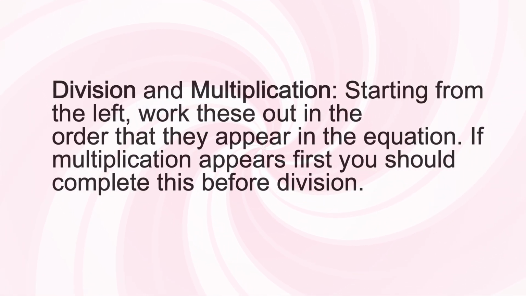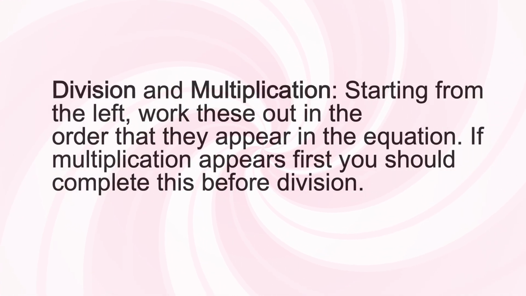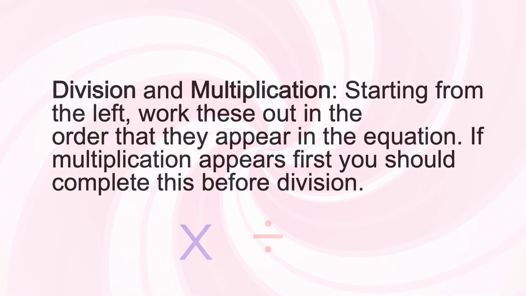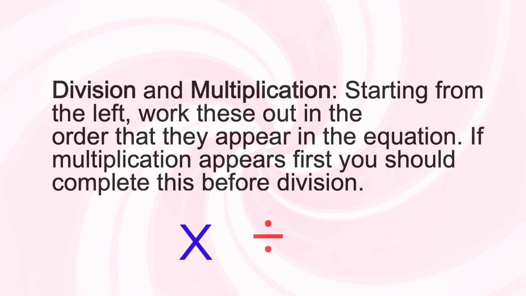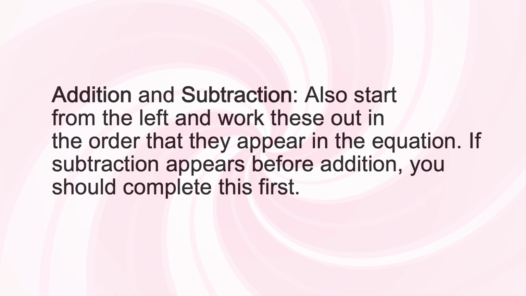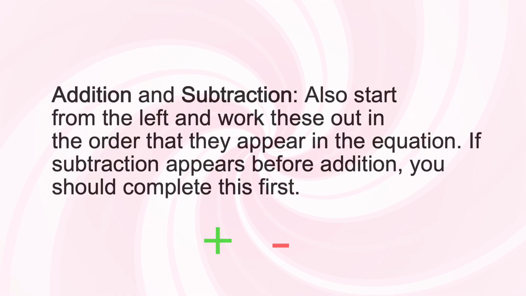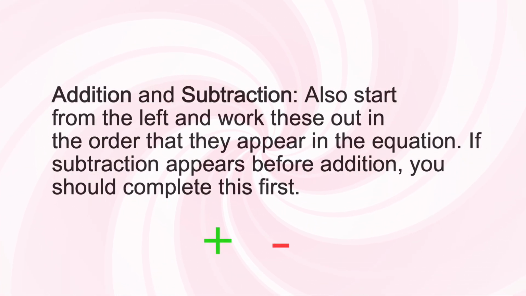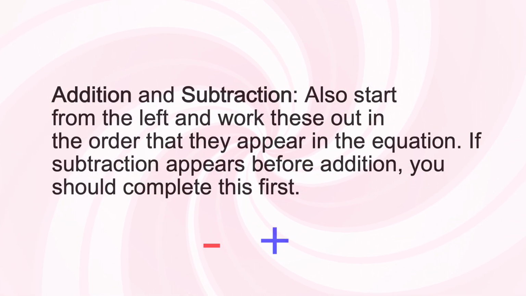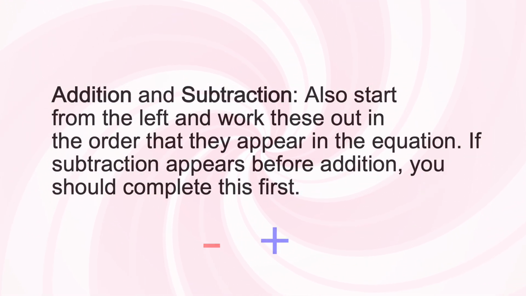Division and multiplication. Starting from the left, work these out in the order that they appear in the equation. If multiplication appears first, you should complete this before division. Addition and subtraction. Also start from the left and work these out in the order that they appear in the equation. If subtraction appears before addition, you should complete this first.